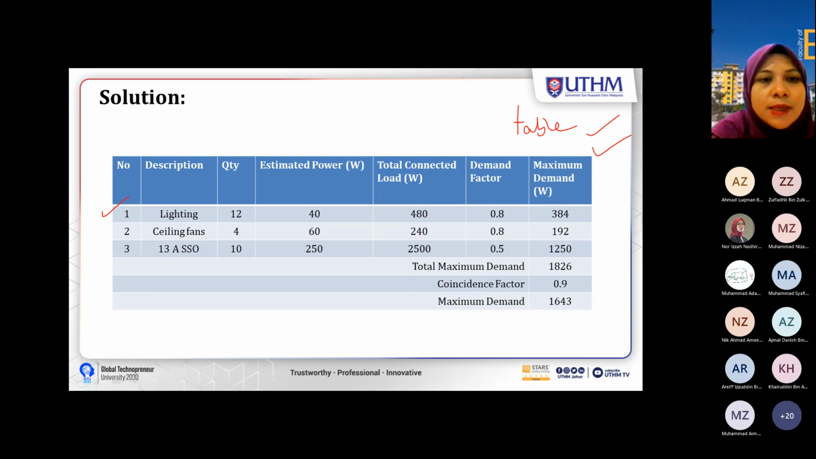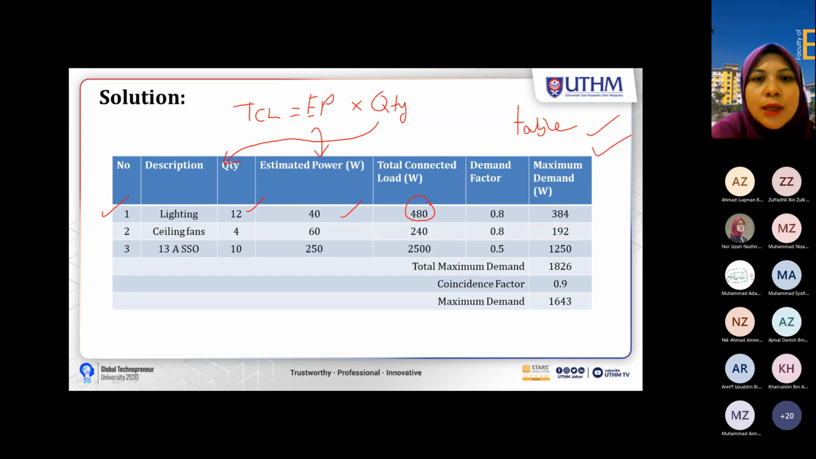So we have 12 numbers, and the estimated power is 40 watts. So the total connected load, how to get this one? As I explained, TCL equals the estimated power times the quantity of the load. So 40 times 12, you get 480.